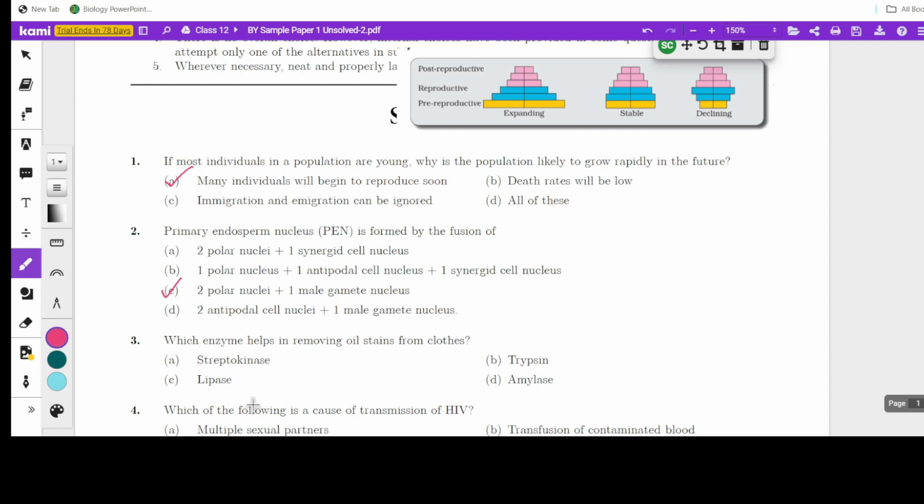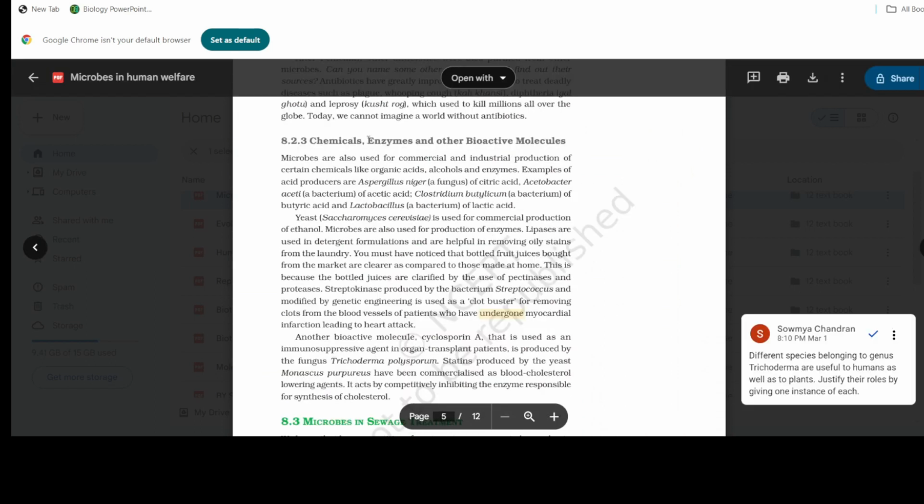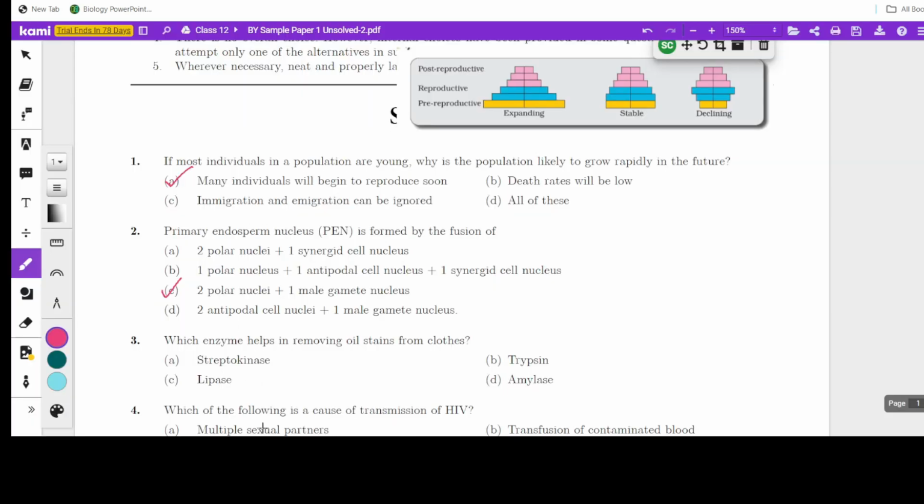Okay. Next question. Which enzyme helps in removing oil stains from clothes? Can you guess which chapter it is? Microbes in human welfare? Yes. Industrial uses of microbes in human welfare. Let us check the chapter. Microbes in human welfare, you can just see under chemicals, enzymes and other bioactive molecules. You can see here, yes, here the sentence comes. Lipases are used in detergent formulations and helpful in removing oil stains from the laundry. Okay, did you see that? Please mark it in your textbook. So the answer is lipase. Option C, lipase is the answer.